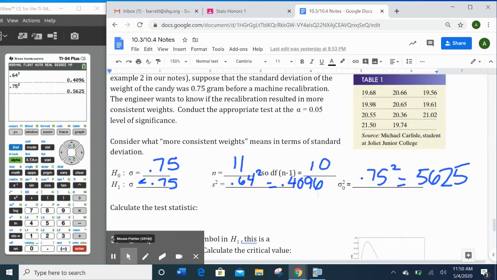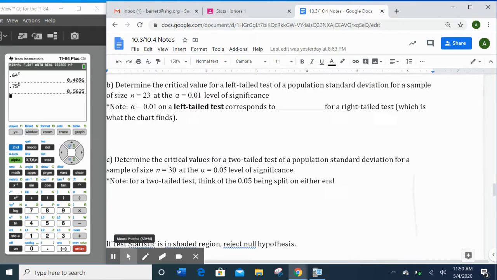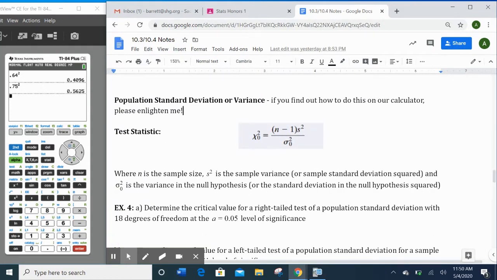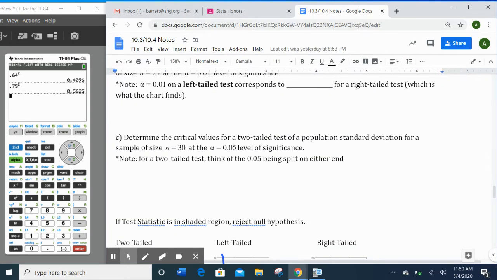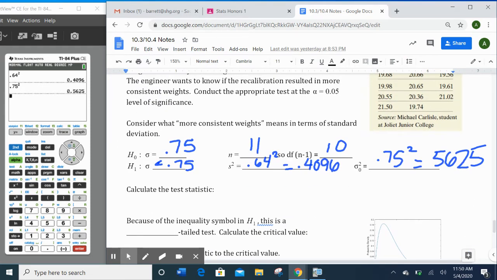Okay, so calculate the test statistic. Is this, what's it called, an equation all the way up here. So in order to find the test statistic, I'm going to take n minus 1 times s squared divided by the null standard deviation squared. So n minus 1 is 10 times s squared is 0.4096 divided by 0.5625.